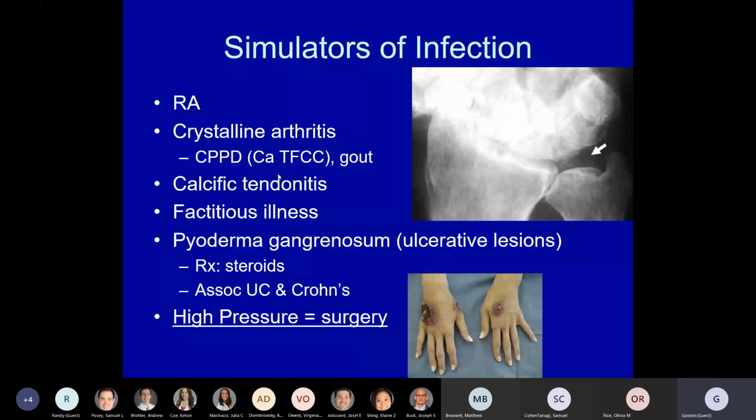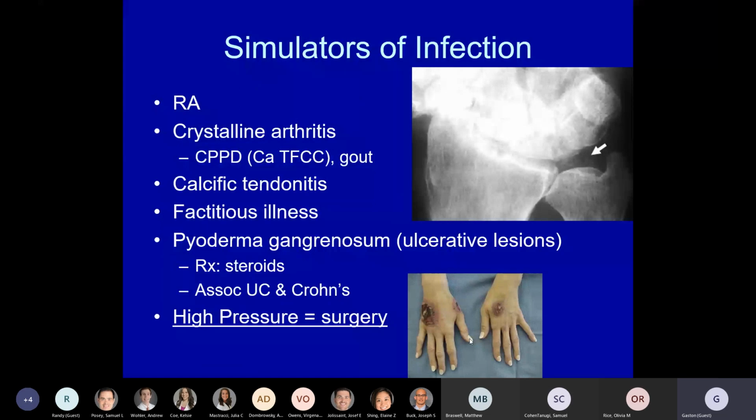Factitious illnesses, look at this picture on the bottom and remember this. They're going to give you a picture of somebody and a history that they've got Crohn's disease or ulcerative colitis. This is pyoderma gangrenosum. Treatment would be steroids. They might want you to biopsy it to prove it, but the treatment would be steroids.